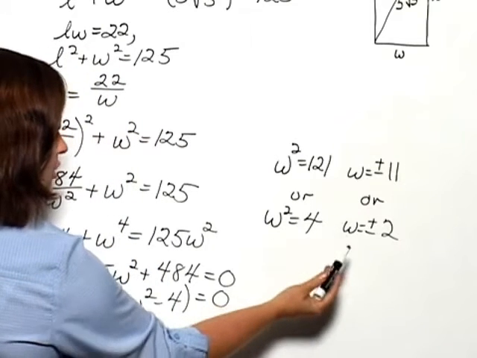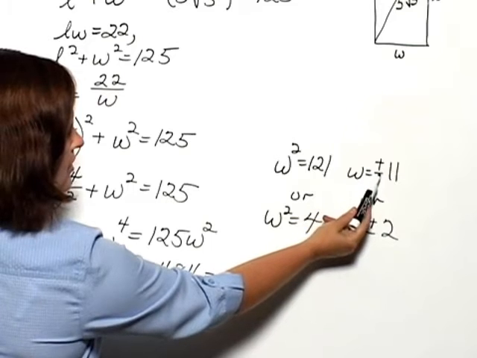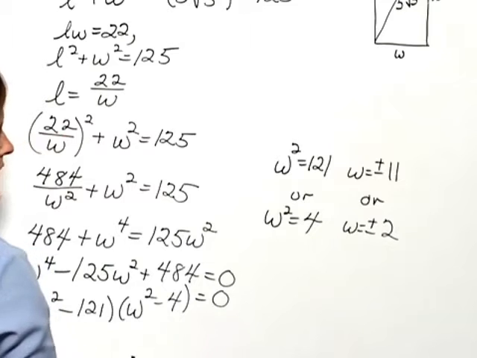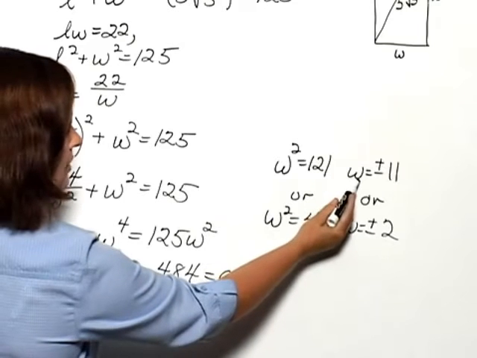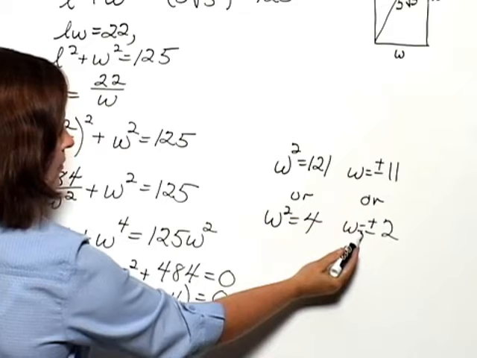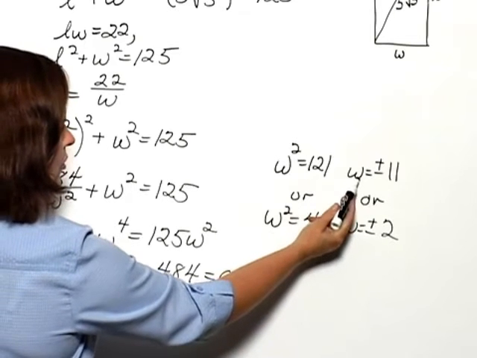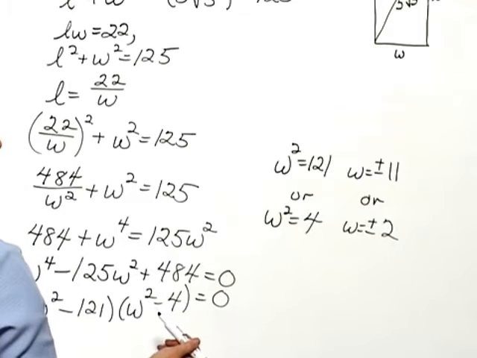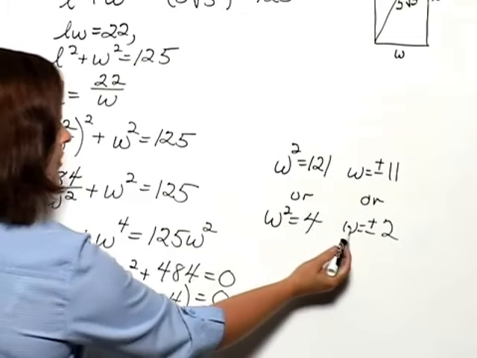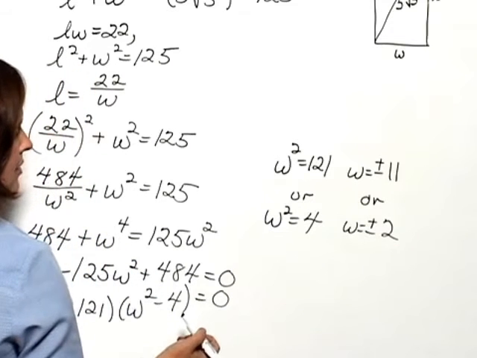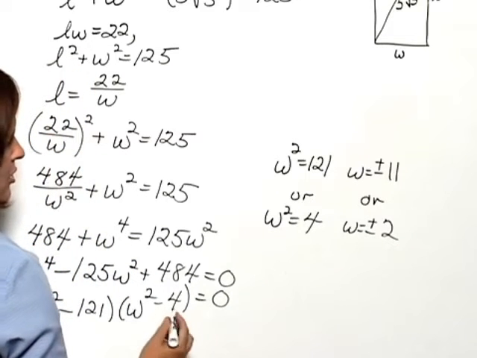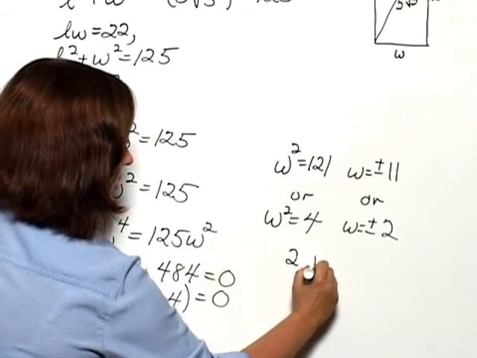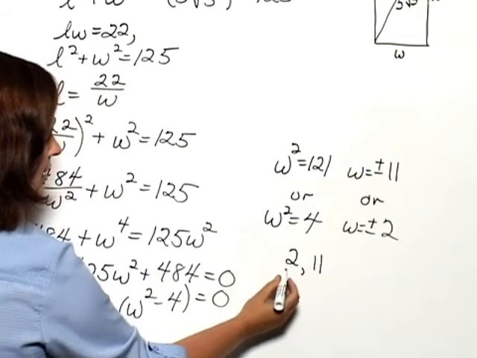Now, when we go to finishing out this problem, we're not going to consider the negative numbers, negative 11 or negative 2, because we're talking about length and width. Instead, we'll look at W equals 11 or W equals 2. Now, if W, or the width, is 11, the length has to be 2 because the product of them is 22, because the area is 22. If W equals 2, the length is 11, again, because the product has to be 22. So either way, we have a set of numbers 2 and 11 that give the dimensions of this rectangle.